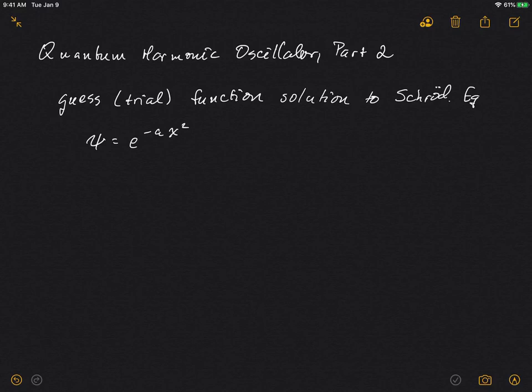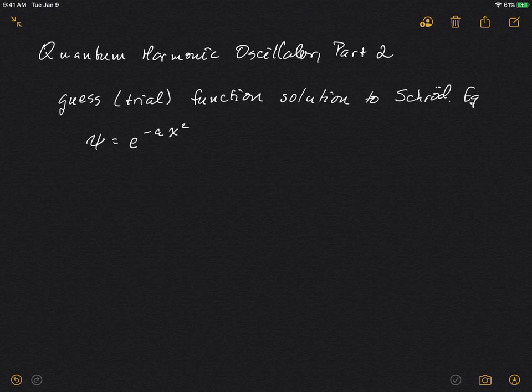Okay, so now let's continue with our lecture on the quantum mechanical harmonic oscillator. So this is part 2. And at the end of last lecture, we were at the point of considering a trial or guess wave function solution to the Schrodinger equation.